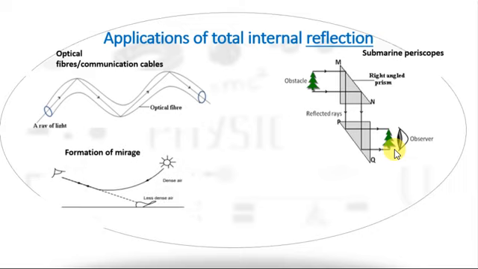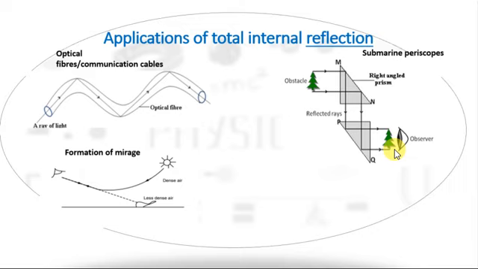We also have the formation of a mirage. If you've ever moved along a hot road on a hot day, sometimes when you look ahead, you see as if there is a pool of water, as if there is a lake on the road. Now that is called a mirage. It is an impression. It is actually the sky that you are seeing.